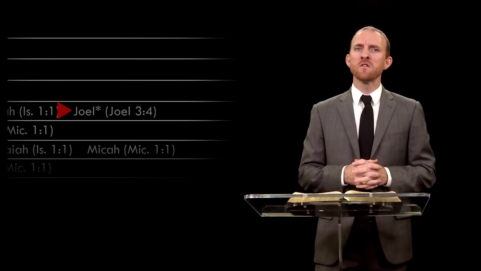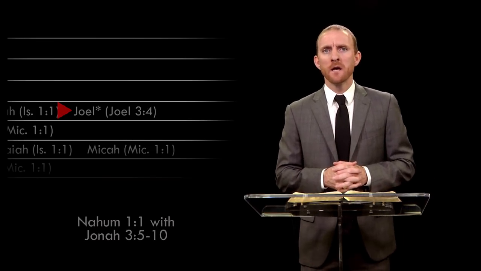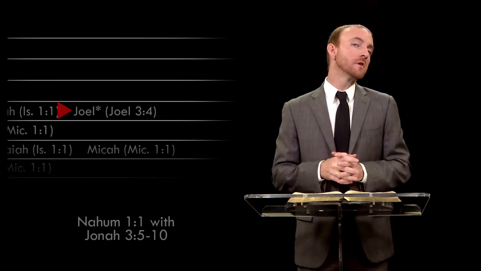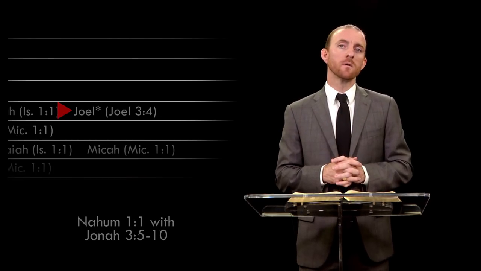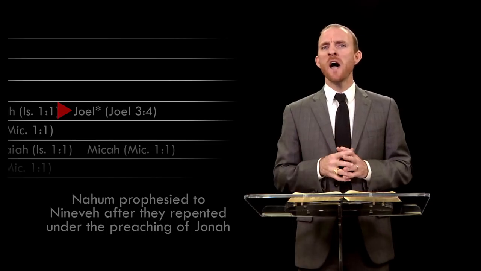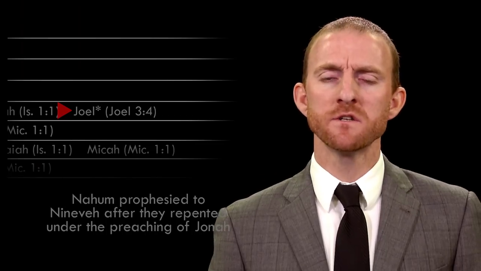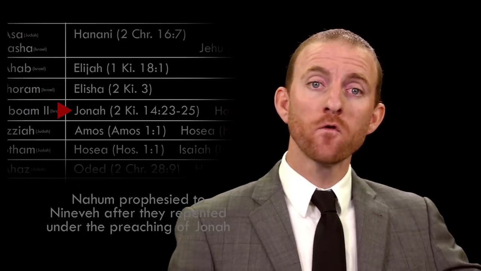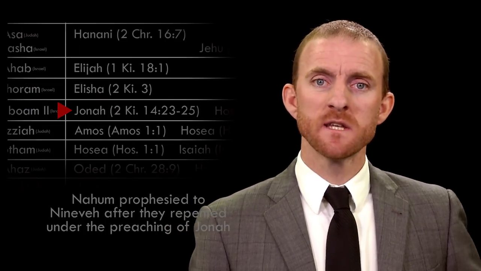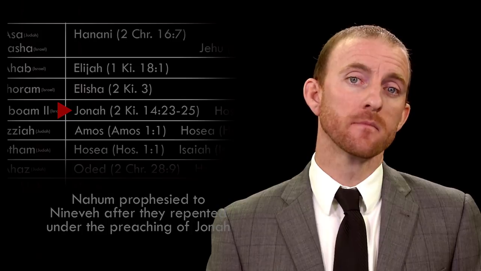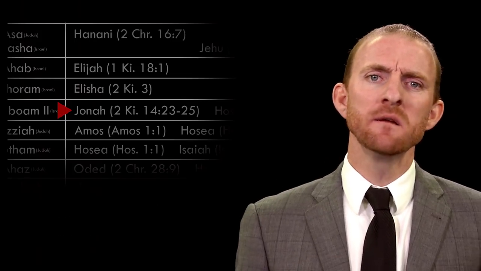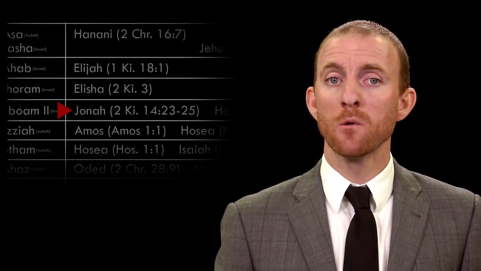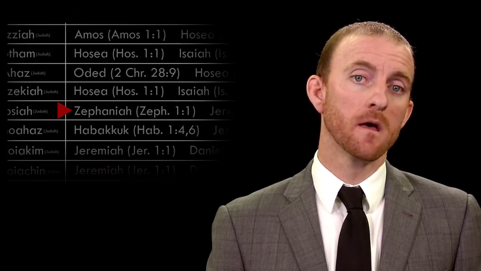Next, let's consider the prophet Nahum. Nahum was the other prophet for Nineveh, Nahum 1 and verse 1. He would prophesy of Nineveh's coming punishment in chapter 3 and verse 7. This would place his work after the work of Jonah, during which time Nineveh had repented. The evidence seems to point toward him being contemporary with the prophet Zephaniah.